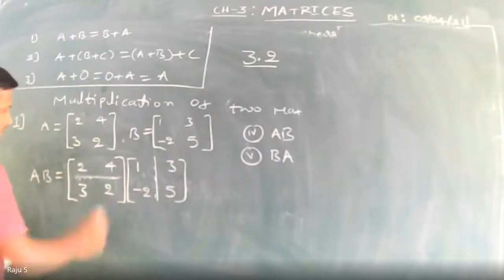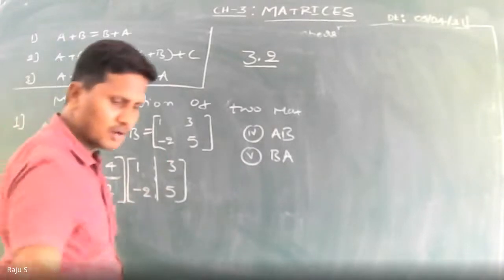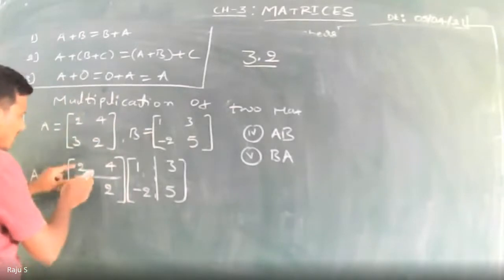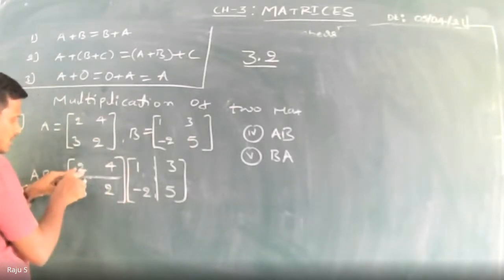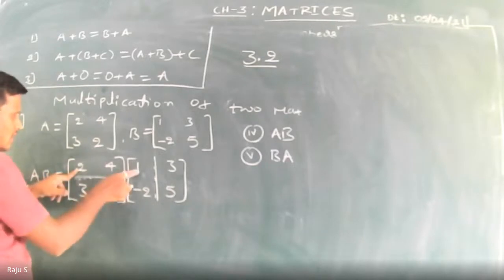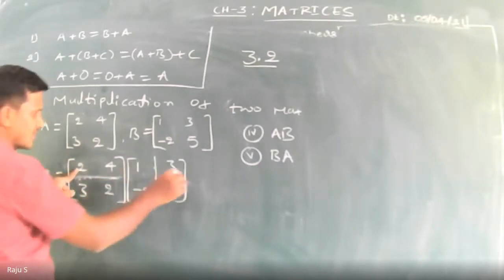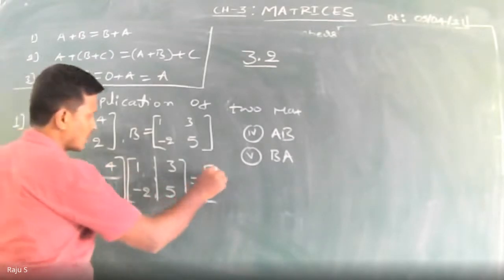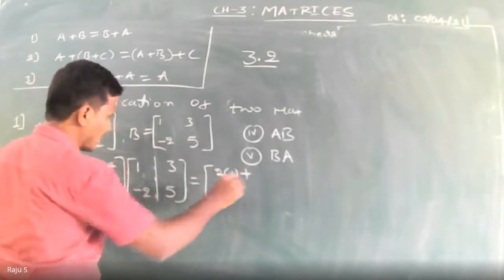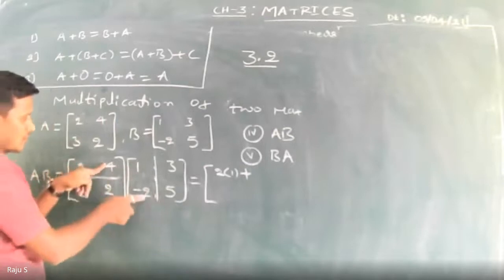Now, whenever we want to do the multiplication, you can multiply like this. First element of the first matrix, first element of the second matrix, that is clearly 2 into 1, 2 into 1 plus 4 into minus 2.